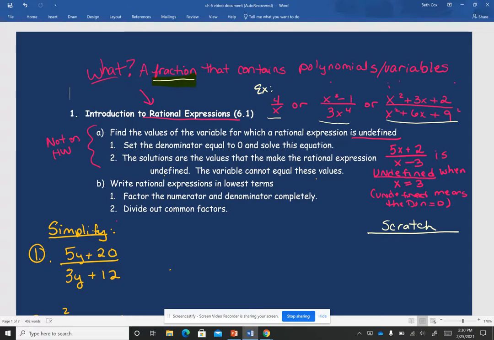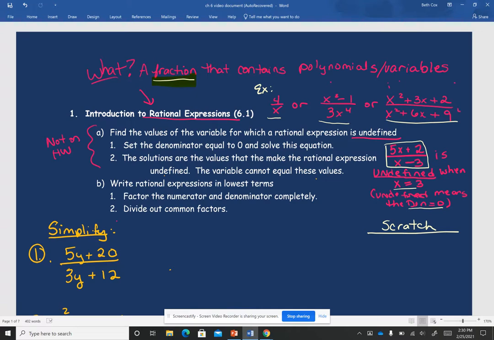Listed here is your first objective: find the values of the variable for which the rational expression is undefined. This is not on your homework and it's not going to be tested, so I'm just going to go through this fast. If you've got a rational expression, say 5x plus 2 over x minus 3, it's undefined when x is 3, because undefined means the denominator equals 0. So we're not going to do that.